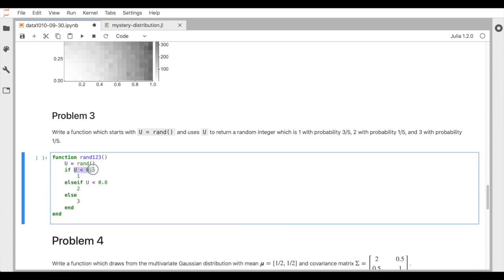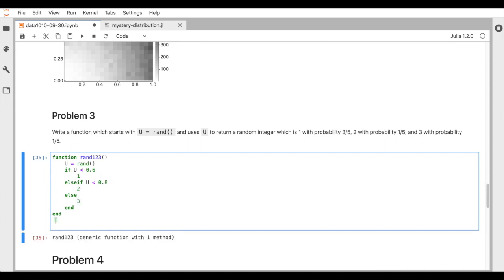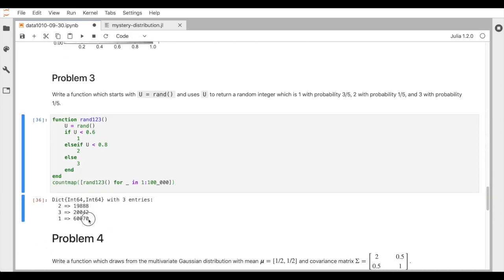So we check if u is less than 0.6, then we return 1, so that way 1 will come out with probability 60%. Then if not, we check whether it's less than 0.6 plus 0.2, and we get 2 back. And if it falls in that last 20%, we'll get 3 back. And sure enough, about 60% of the time we get a 1, 20% of the time we get a 2, and 20% of the time we get a 3.